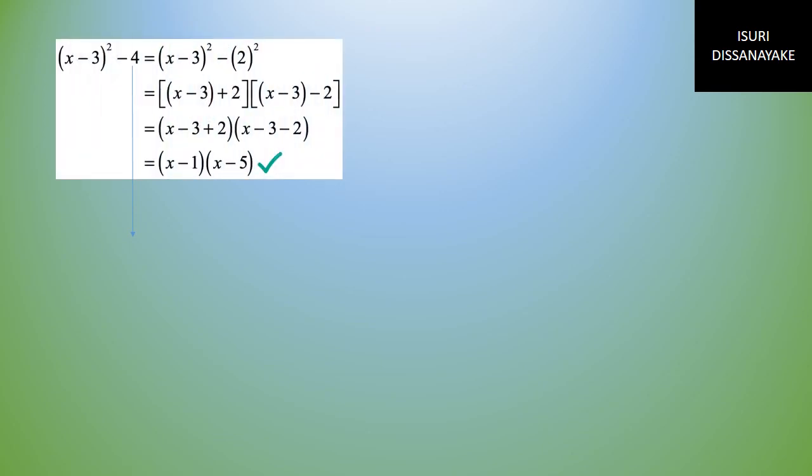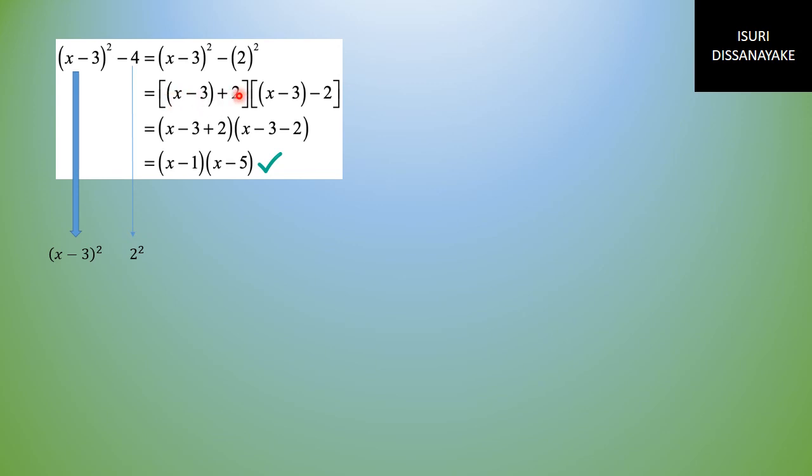Next one. Here, x minus 3 whole thing squared minus 4. So x minus 3 whole thing squared is a square. Minus means difference. So 4 you can write as 2 squared. Then what you can do? You can write x minus 3 with a plus 2, and again x minus 3 with the minus 2.